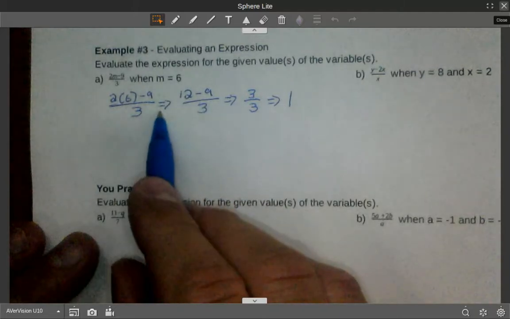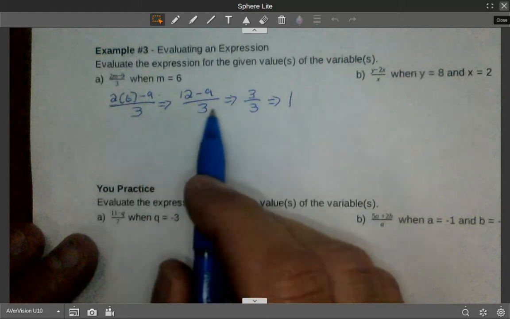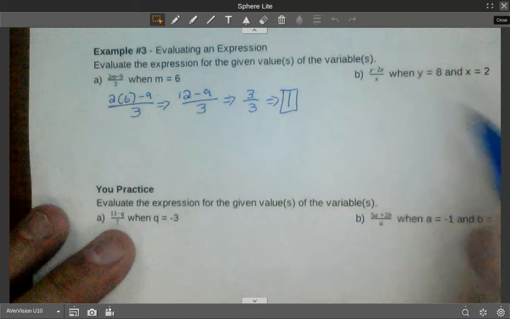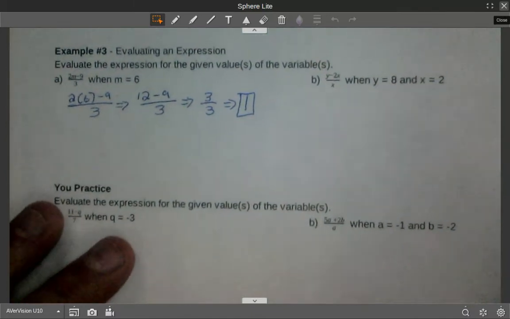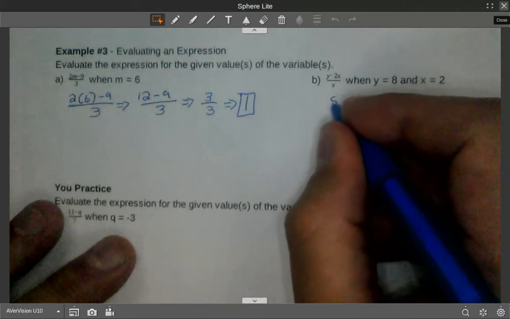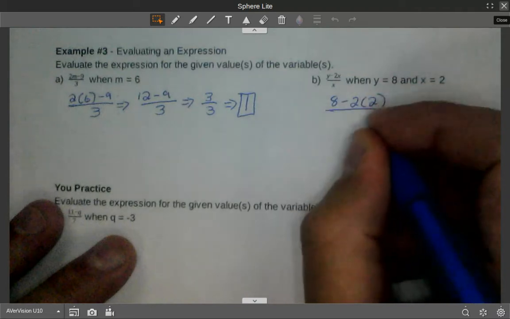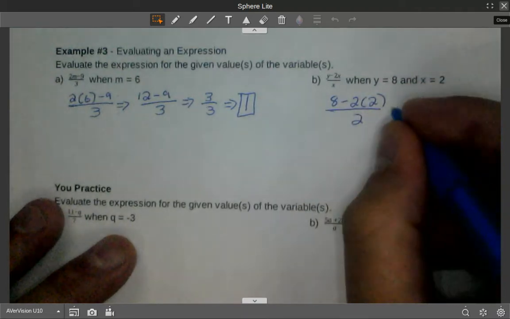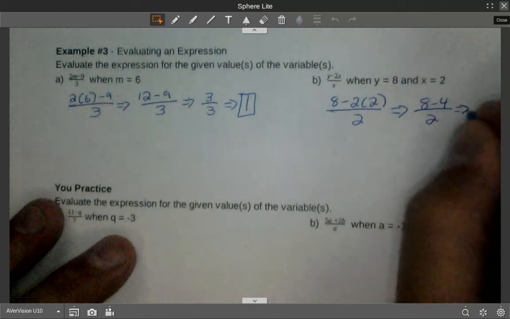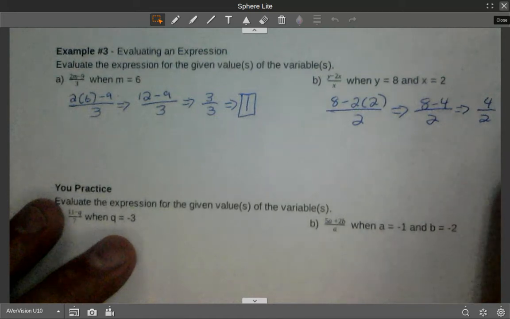Now I noticed I didn't do an equal sign, I used arrows. I don't do equal signs because then a lot of people think, oh, I have to solve it. Well, that's not the case. This is your simplified answer. All right, let's try part B. On part B, I'm going to plug in 8 for y, and 2 for x. So I'm going to simplify. So this will be 8 minus 4 divided by 2, and then 4 over 2, and this gives me 2.